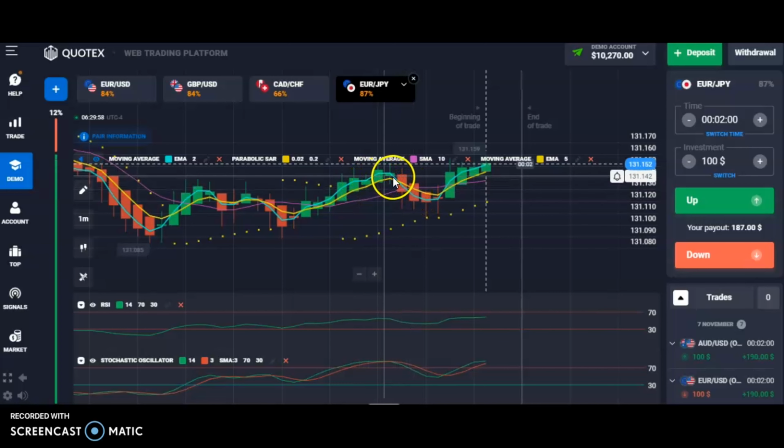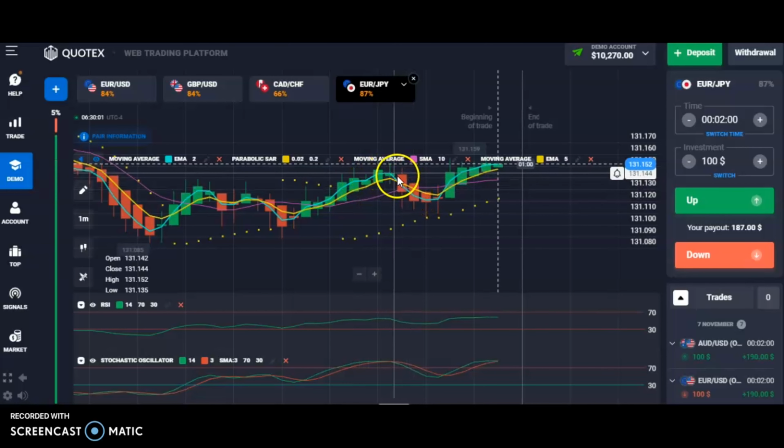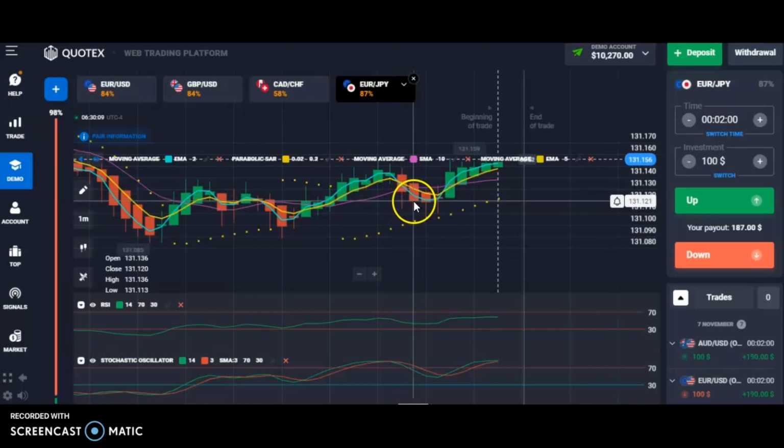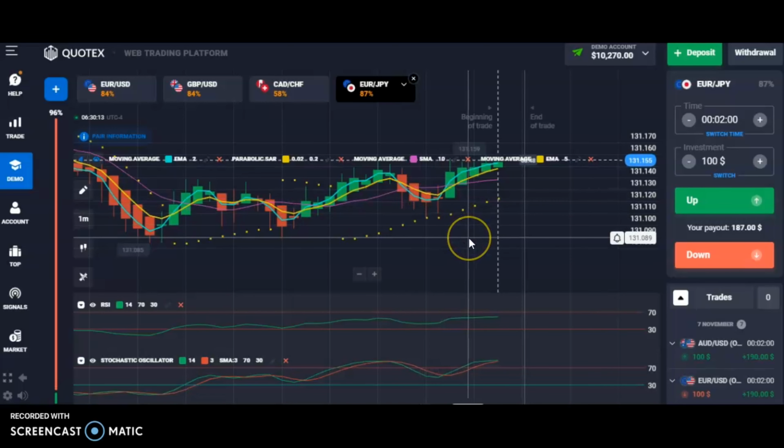Again, you want to wait for that crossover. Look at the crossover here with the blue line. Look at it closing below the purple. And you could have gotten in right here and you would have won that trade.